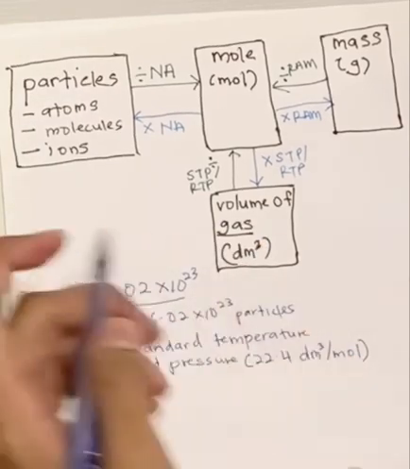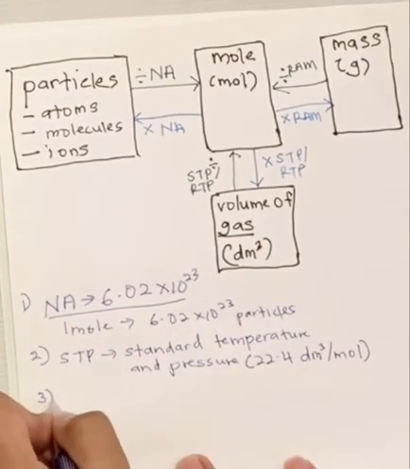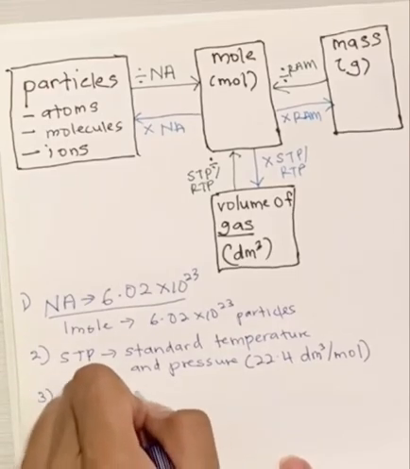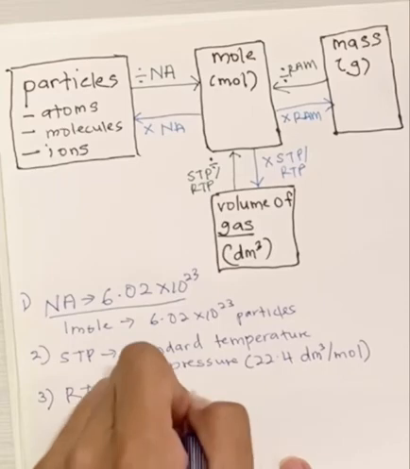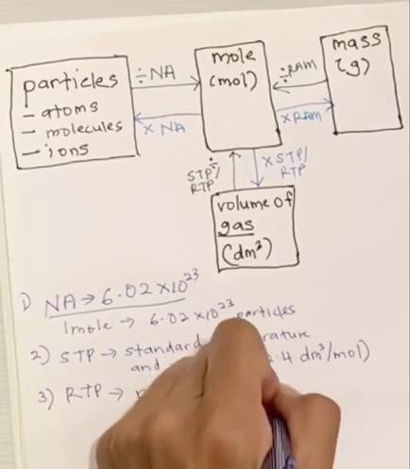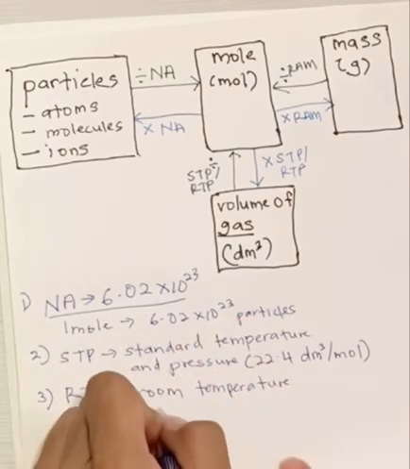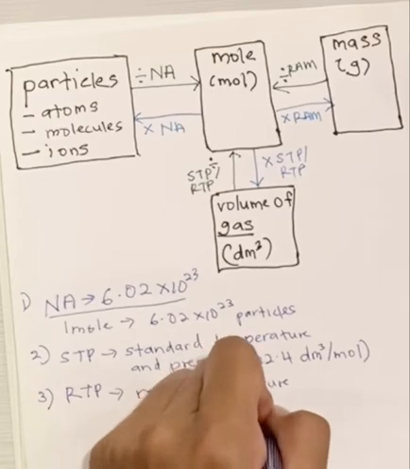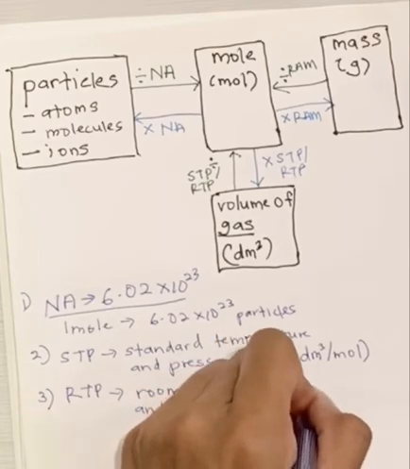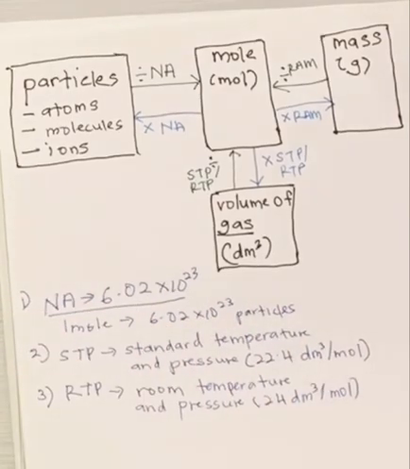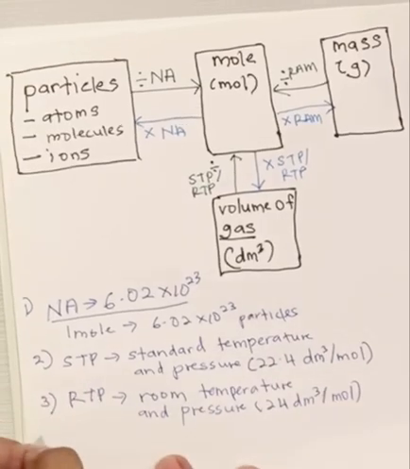Okay, next is RTP. Now what does RTP stand for? Room temperature and pressure. Now the value for this is 24 dm cube per mole. Understand guys? Lastly, what is RAM?